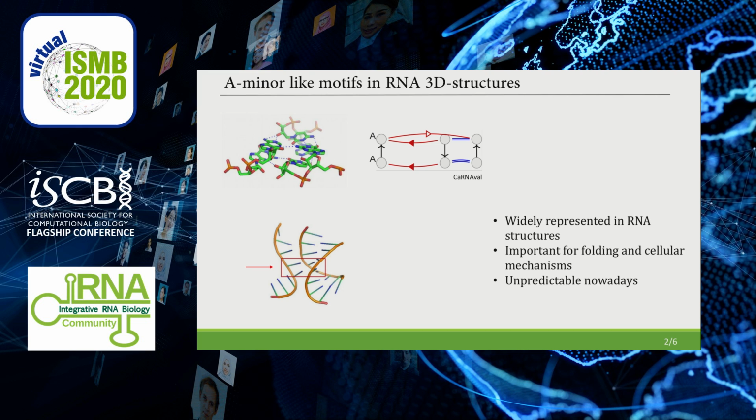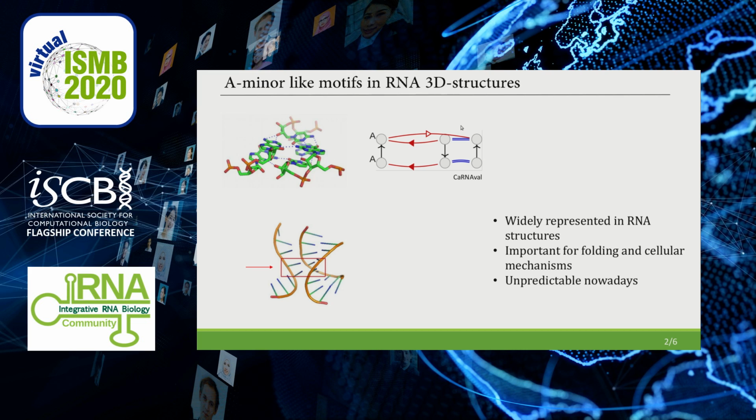But some interactions stay currently unpredictable, even though they are essential to the good global folding of the molecule. And the most well-known class of these interactions are the A-minor motifs, that are the most frequent long-range interaction motifs that appear in RNA structures. They have a crucial role in folding and also in cellular mechanisms. So we have here an example in 3D, and here too, and here an example in 2D of A-minor motifs.